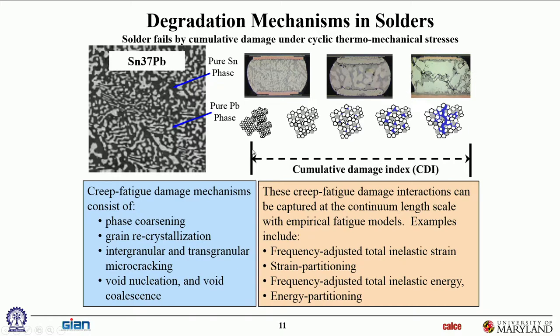Okay, did you have a question? No, okay. All right, so the terminology we use is that the solder is progressively damaging, and we use some kind of a damage index to monitor that, and then when the damage index reaches one, the solder fails, okay, or it's considered to have failed.